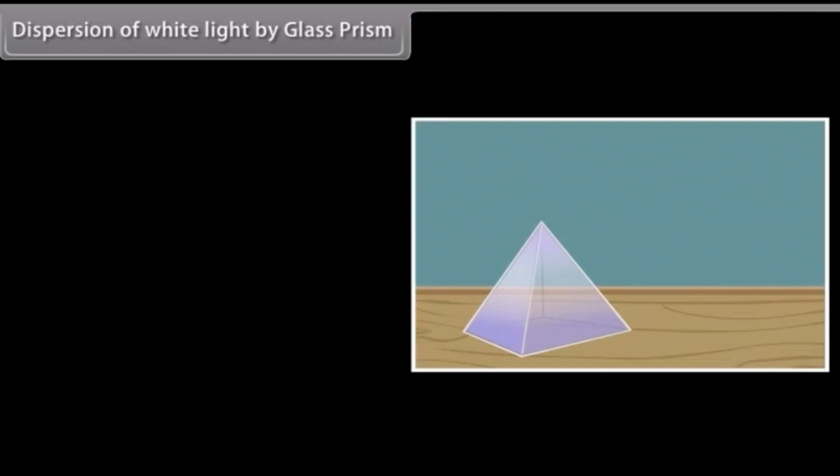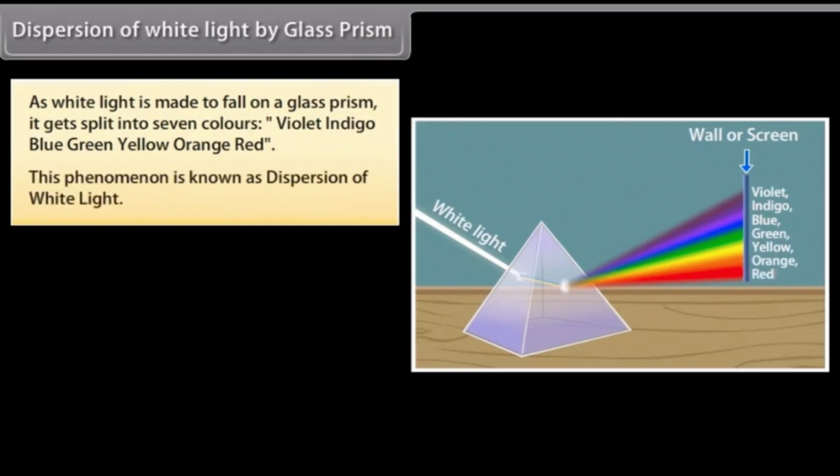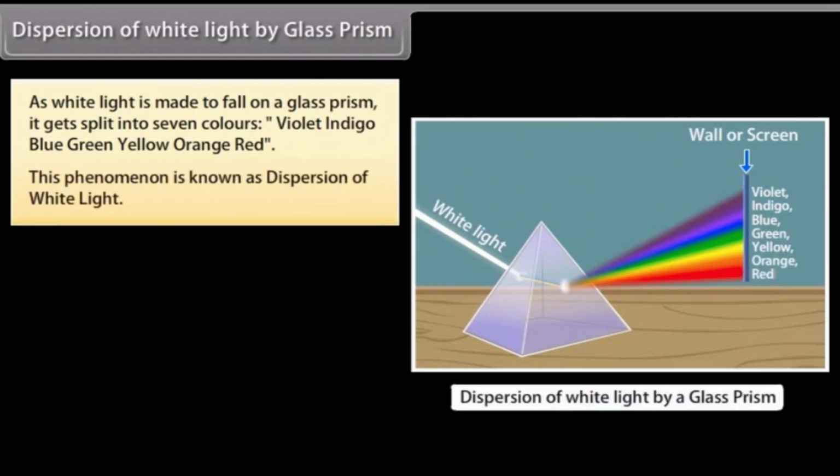Dispersion of white light by a glass prism. Now we shall discuss what will happen if we make white light incident on the glass prism. As white light falls on a glass prism, it gets split into 7 colors: violet, indigo, blue, green, yellow, orange, red. This phenomenon is known as dispersion of white light.